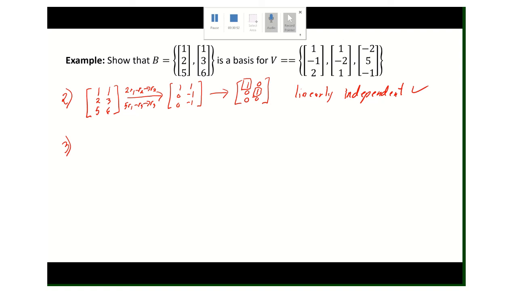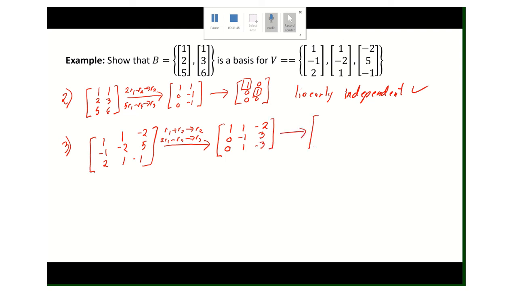Third is to show that the number of vectors is equal to the size, or to the dimension of my space. So how do I get my dimension? I put it all into one big matrix, and I row reduce. So I row reduce, row 1 plus row 2 is the new row 2, and 2 row 1 minus row 3 is my new row 3. I get 1, 1, minus 2, 0, minus 1, 3. Twice that minus that, I get 0, 1, oh, that's supposed to be a minus 1. Minus 3. My next step, I'll get 1, 1, minus 2, 0, minus 1, 3, and 0, 0, 0.